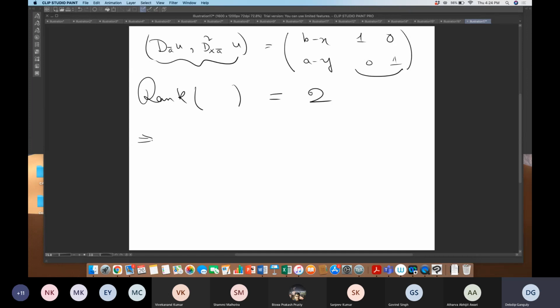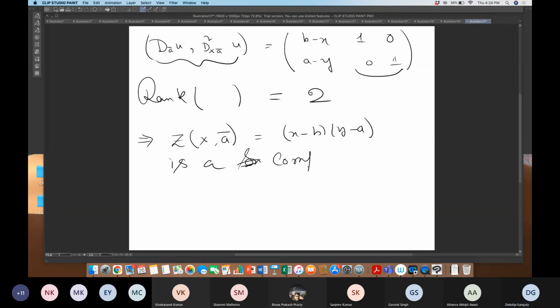So these imply that z of x, a bar is equal to x minus b into y minus a is a complete integral. Complete integral. Clear or not? This much, at least, completely follows from the definition. Everything, is it clear or not?